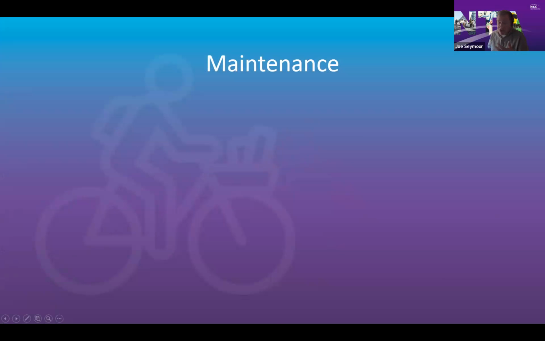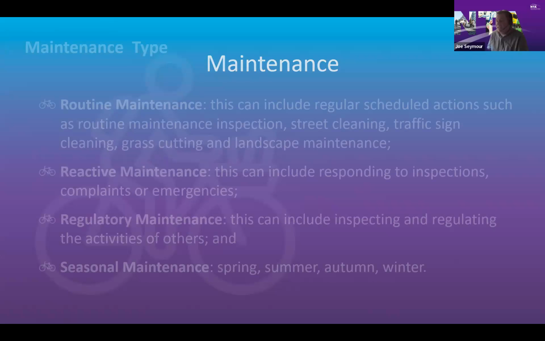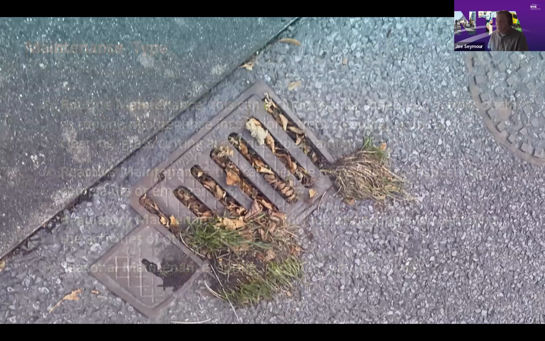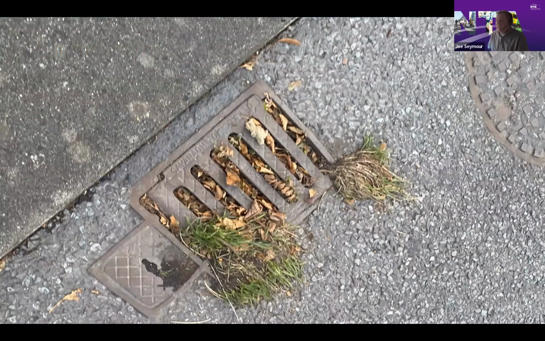So then we have our high quality infrastructure built properly in the first place, and then we start looking at maintenance. What we need to do is add the active travel infrastructure into our maintenance plans for our transportation network. So the routine, reactive, regulatory, and seasonal maintenance all need to be added into your plans for the local authorities to maintain the infrastructure. One of the things that turns up quite a lot is it's difficult to get to the gullies, to clean the gullies.